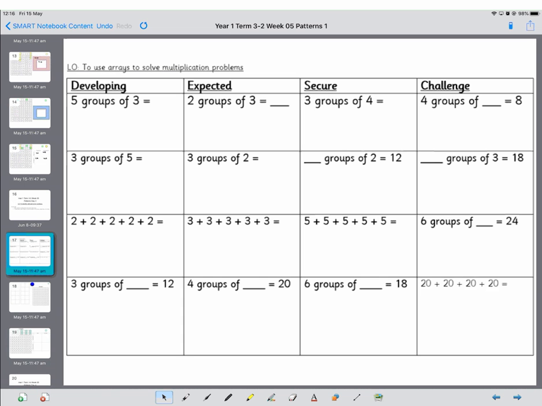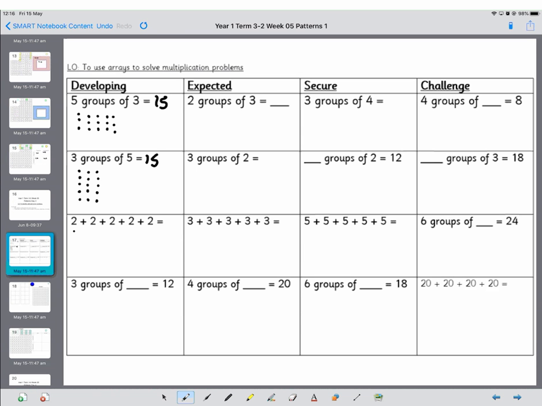Okay, welcome back, Year One. I wonder how you managed. So I've got five groups of three to start off with. So that's one group of three, two groups of three, that's... 6, 7, 8, 9, 10, 11, 12, 13, 14, 15. Three groups of five.